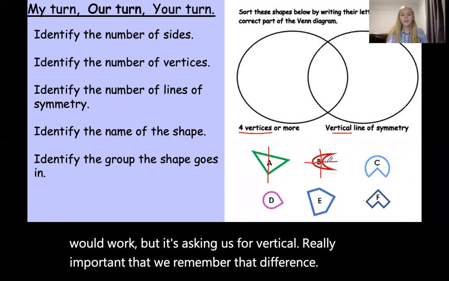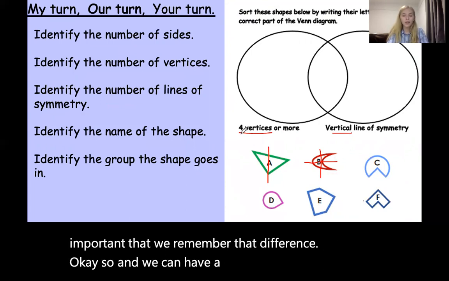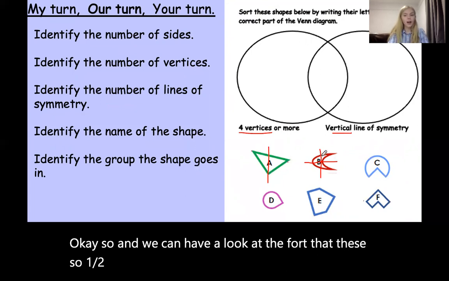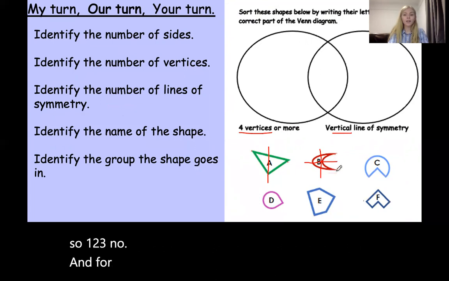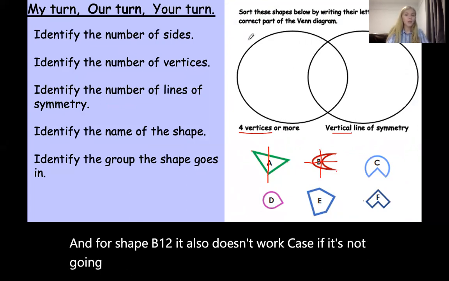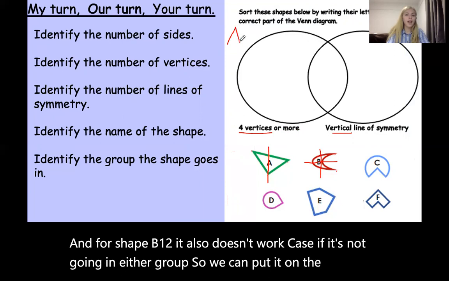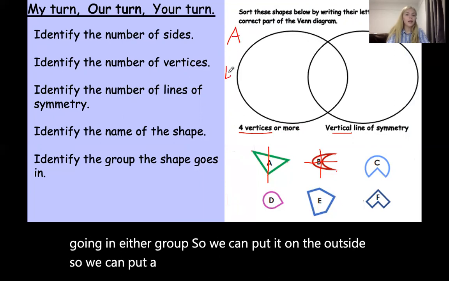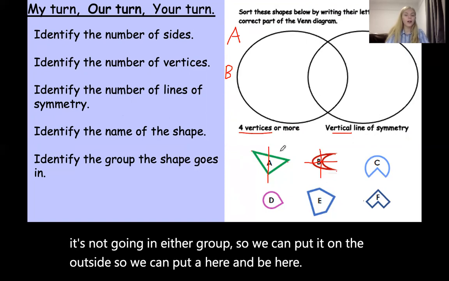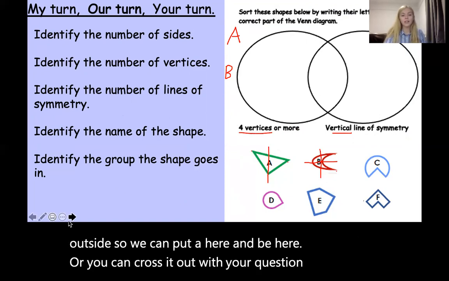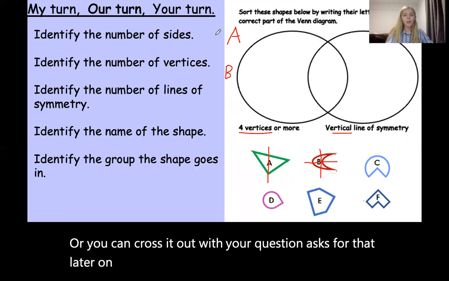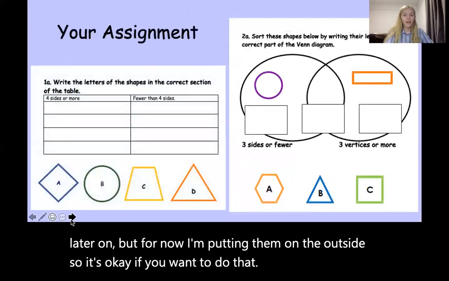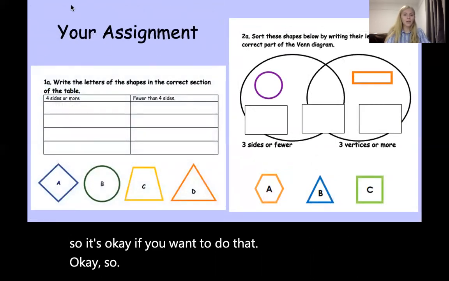So it's really important that we remember that difference. Okay, and we can have a look at the 4 vertices. So 1, 2, 3, no. And for shape B, 1, 2, it also doesn't work. So if it's not going in either group, we can put it on the outside. So we can put an A here and B here, or you can cross it out if your question asks for that later on. But for now, I'm putting them on the outside, so it's okay if you want to do that.